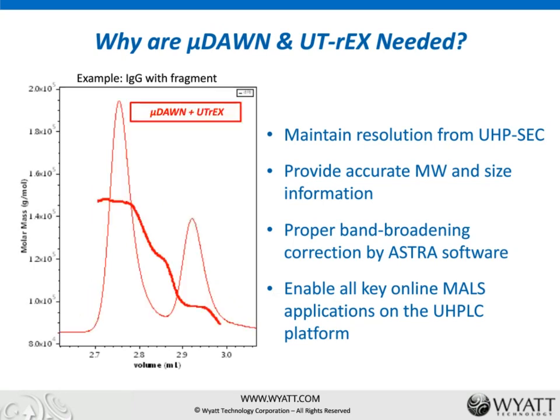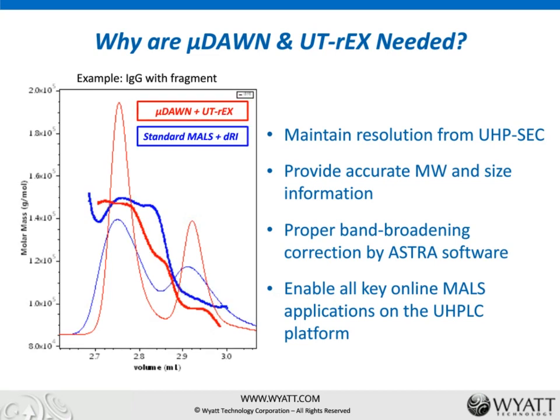Now, if we use MicroDAWN and UT-REX, then we can perform the band broadening correction properly, and we see reasonable molecular weight trends across the peaks with correct molecular weights. So from this, we can confirm that MicroDAWN and UT-REX maintain the resolution from UHP-SEC. They provide accurate molecular weight and size information. And now we can perform proper band broadening correction in Astra software. And most of the key online MALS applications can be readily transferred to the HPLC platform.